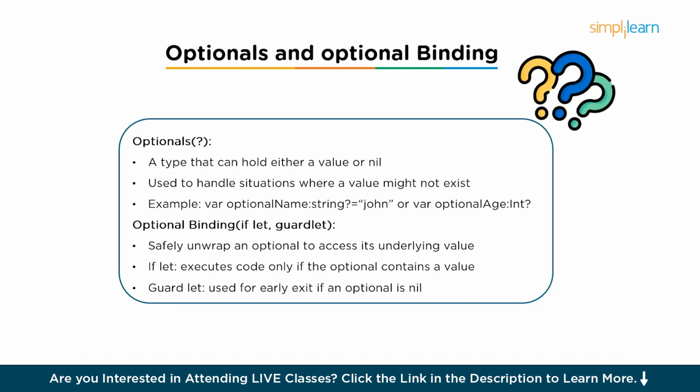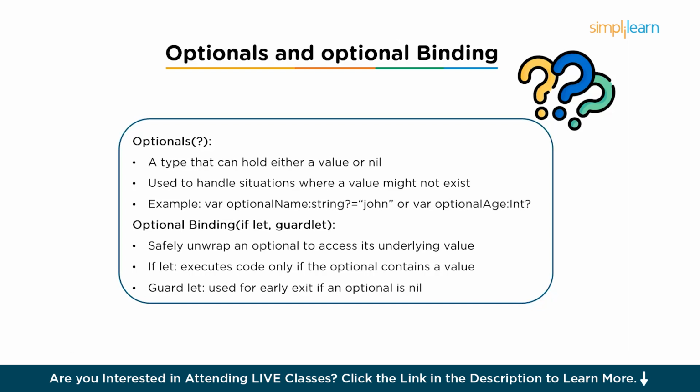So moving on, we have optional binding. Because an optional might not contain a value, we need a safe way to access its underlying value. This is where optional binding comes in. It allows us to safely unwrap the optional and access the value only if it exists. Swift provides two main ways to do this. One is if-let and one is guard-let.